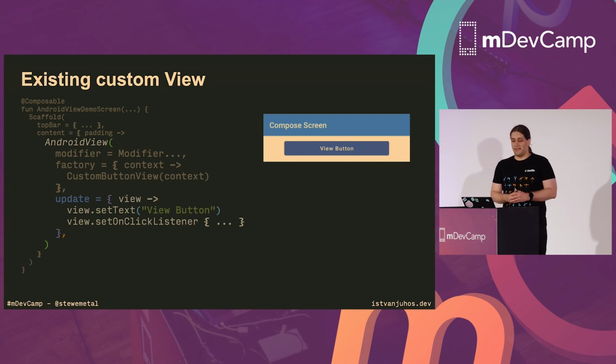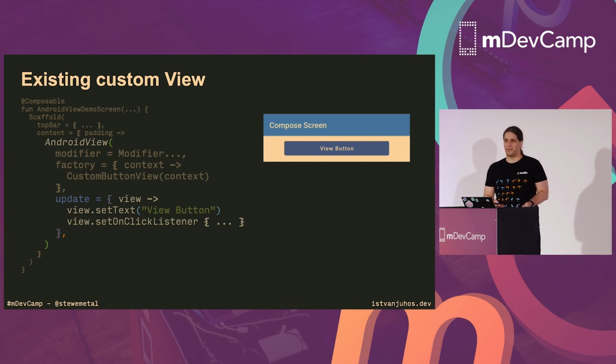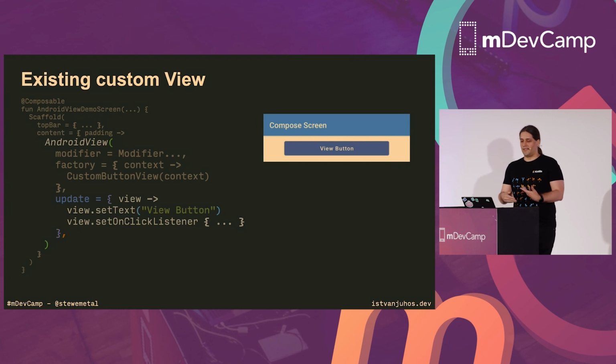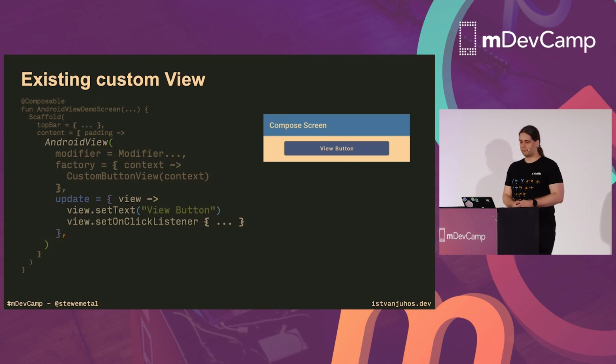When this update is called is, well, on every recomposition, including the first composition. So that's why you shouldn't be setting up your views inside the factory callback, but in the update callback, because it will be called on the initial composition as well.